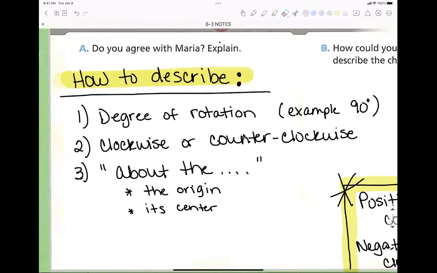So I'll walk around, make sure everybody gets this. Please highlight the how to describe. This is all under that heading, on the left-hand side of the page. We'll put something on the right-hand side of the page here in a minute.